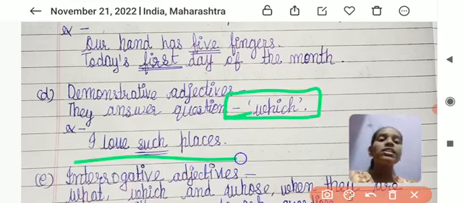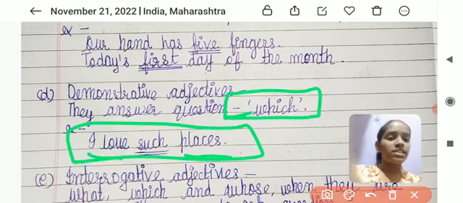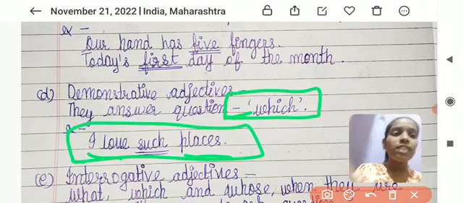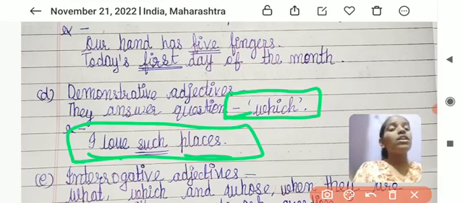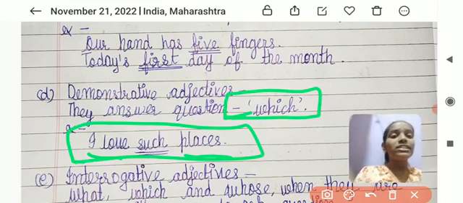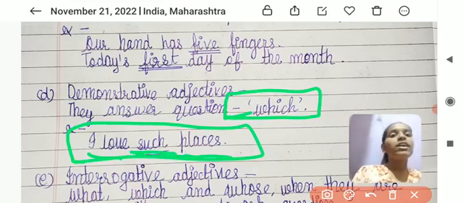Like there is a sentence, I love such places. I love such places means which places do you love? I love such places. So here the demonstrative adjectives answer the question which. So whenever we get a sentence, just try to ask the question by which. If it gives the answer, then we can say that it is a demonstrative adjective, and if it doesn't, then it's not.